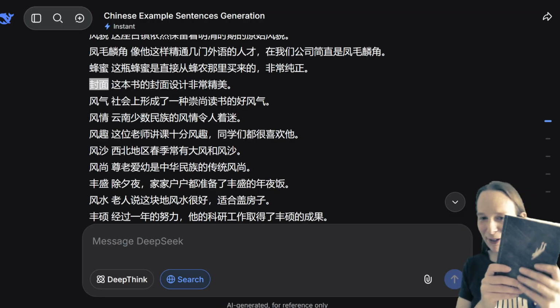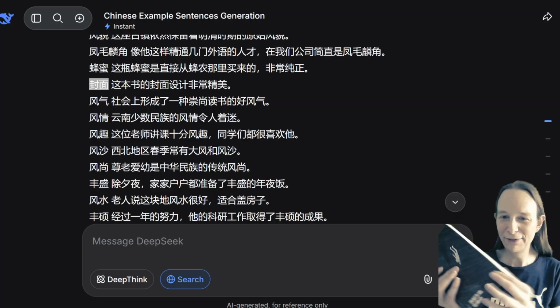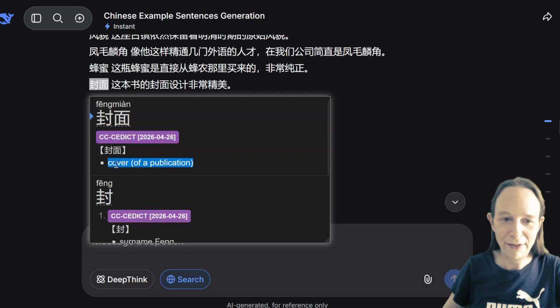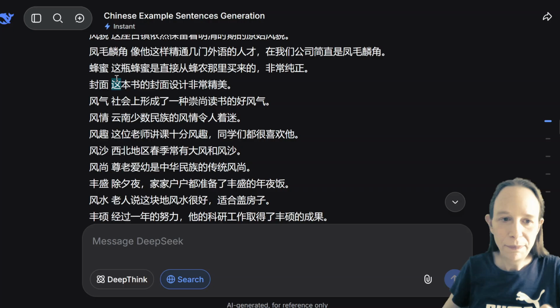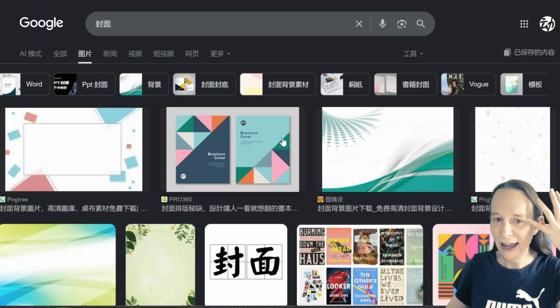封面 refers to the front page of a book or something like this. Right? Here's a book. Maybe you've seen one before. So the cover page or front page of a book. If I remember correctly, cover of a publication. 这本书的封面设计非常精美. Alright, so 封面. Alright, so cover of a brochure.